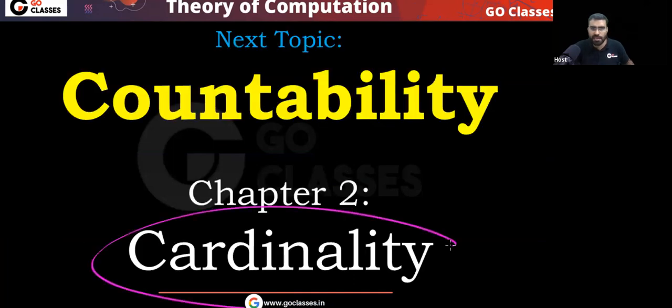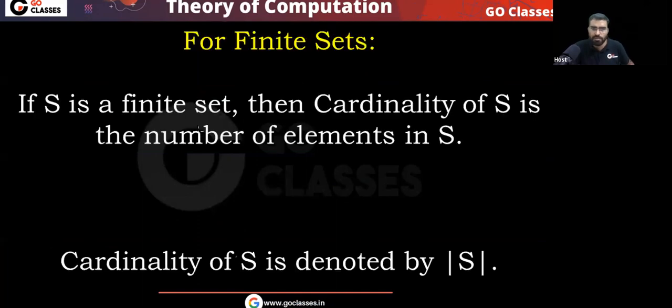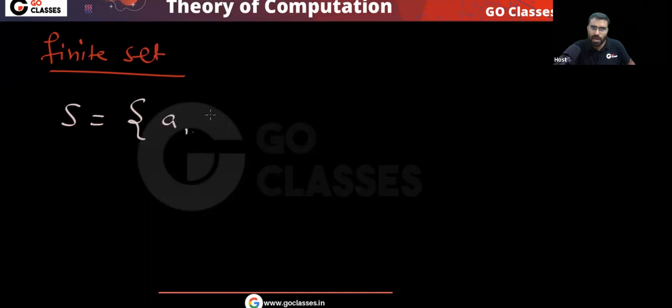I hope you understood. Now let's see the next chapter, that is cardinality. You already know what the cardinality of a finite set is, yes or no? So for a finite set, how will you find the cardinality? Let's assume I give you a finite set S. Tell me, how will you find the cardinality of S?